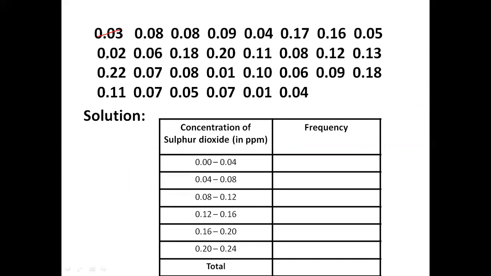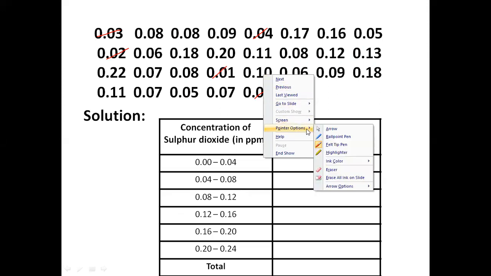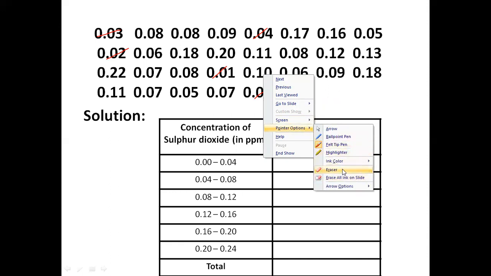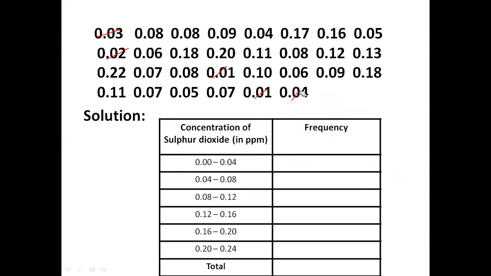So it's 1, 2, 3, 4, 5, 6. We need not consider 0.04 because it is the upper limit over here. So it will be 4.